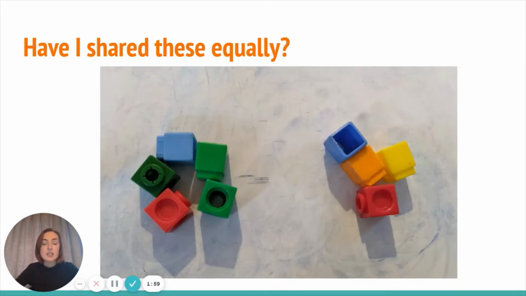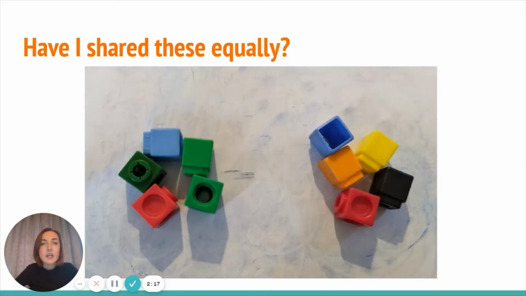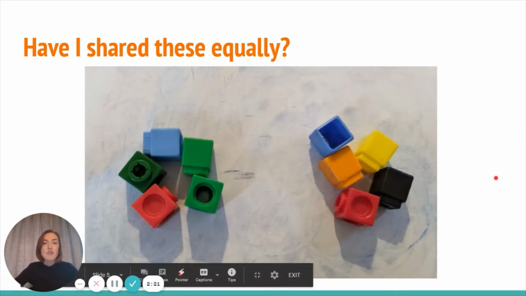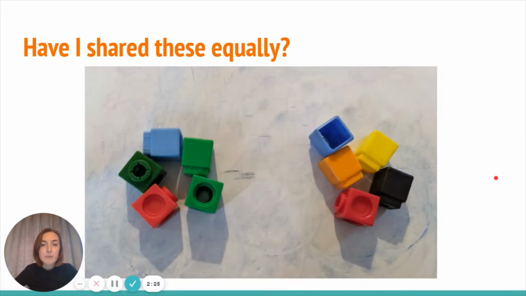Have I shared these cubes equally? No, I was not able to share 9 cubes equally between 2 groups. Do you think you could make those groups equal? What could I do? One thing I could do is add another cube to this group. Now I have shared 10 cubes equally between 2 groups, and there are 5 in each group.